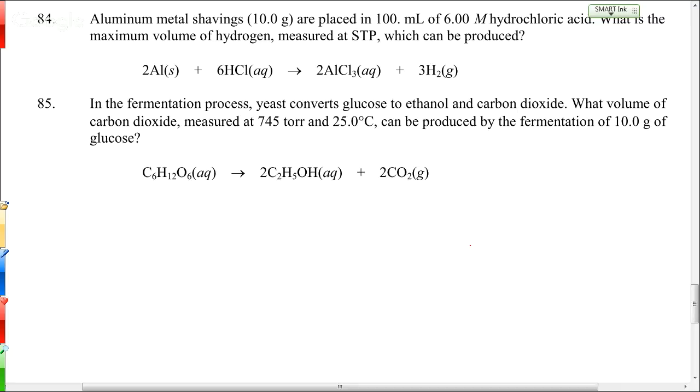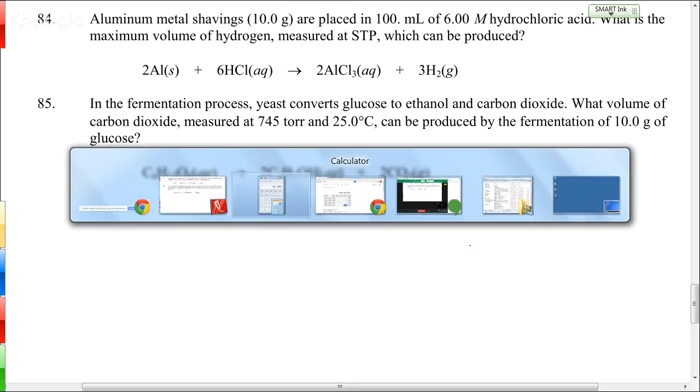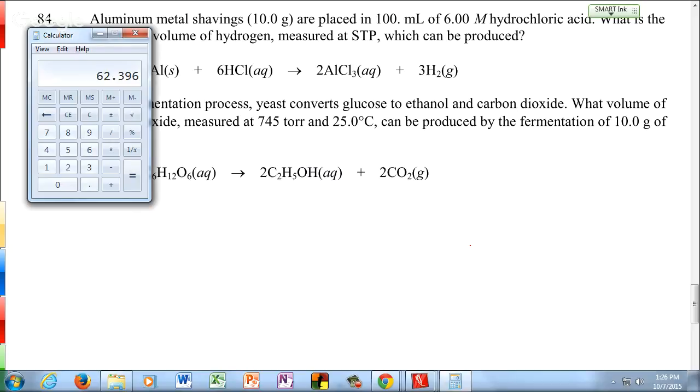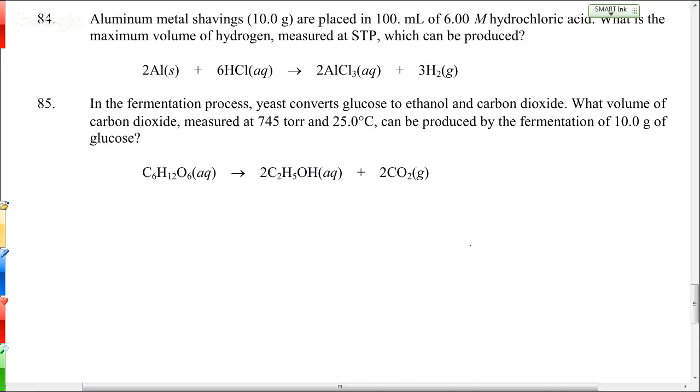All right, let's look at this first one. What did you come up with? How did you start this one? What did you have to find first, or second, or at the beginning anyway? Limiting reactant. Right, we got to find the limiting reactants. We got to figure out moles of aluminum and moles of HCl. Moles of aluminum we can get dividing the mass by the molar mass, so 10 grams divided by 27, 0.370 moles.